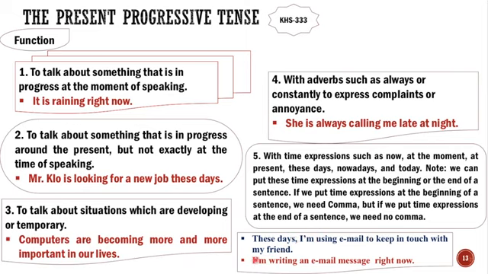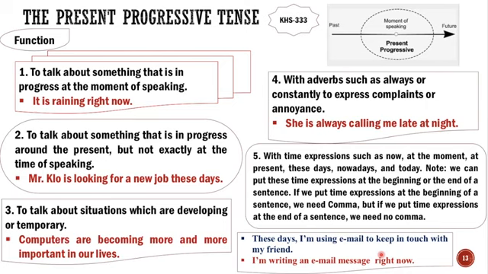In the second example, you can see the time expression at the end of the sentence, with no comma. So if you put a time expression at the beginning of a sentence, you need a comma, and if you put it after the sentence, you need no comma.